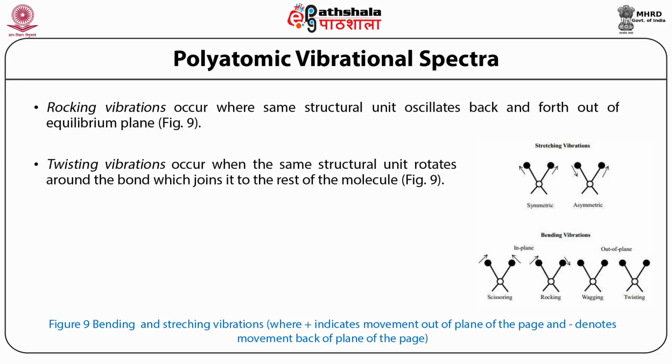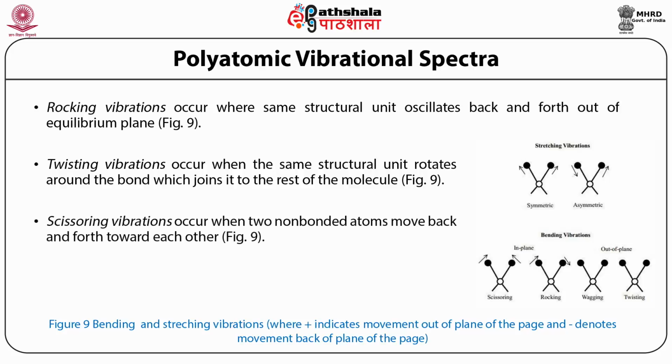Twisting vibrations occur when the same structural unit rotates around the bond which joins it to the rest of the molecule as shown in figure 9. Such vibrations are denoted by the symbol tau, CS2. Scissoring vibrations occur when two non-bonded atoms move back and forth towards each other as shown in figure 9. These are denoted by the symbol S.